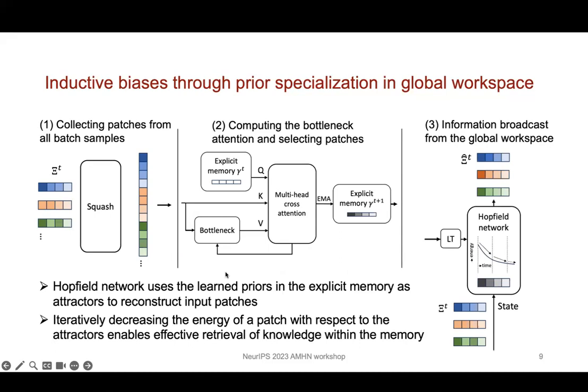In the second step, the explicit memory is updated. Then, following that, the Hopfield network tries to use the learned priors in the memory as different attractors to reconstruct the current input patches. In this graph, the LT represents a learnable linear transformation, which is used to scale the memory content to match the current input dimension, since the memory is the low-rank memory. Iteratively decreasing the energy of a patch with respect to these different attractors enables the effective retrieval of knowledge within the explicit memory.